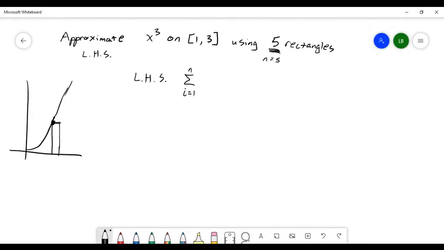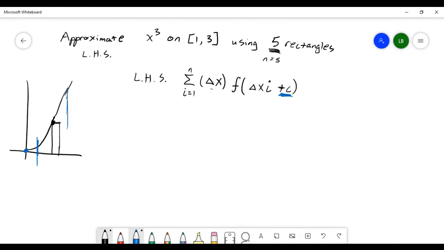Anyway, the general form for a left-hand sum is the sum from i equals 1 up to n. Delta x specifies the width of our rectangle, and then we need to multiply by the height of our rectangle. For that, it is going to be f of delta x times i plus some constant c value. This constant c is basically just shifting our starting point to make sure that we're starting our interval at the right spot.